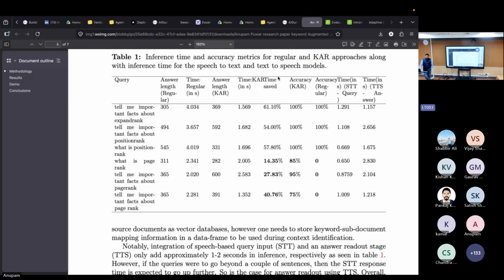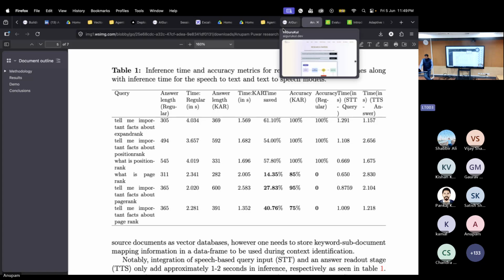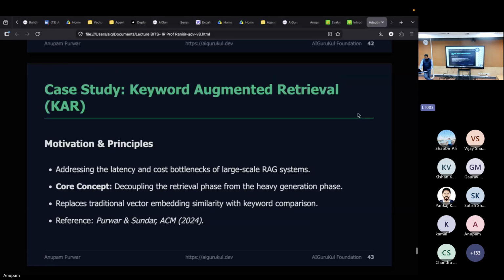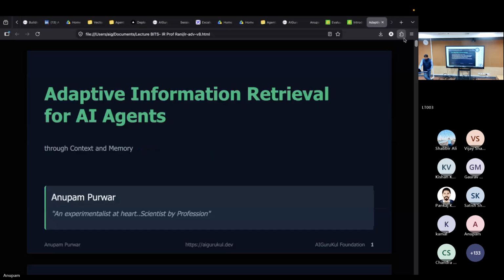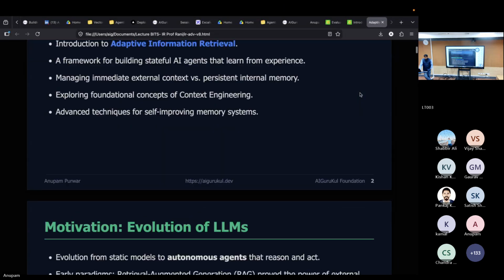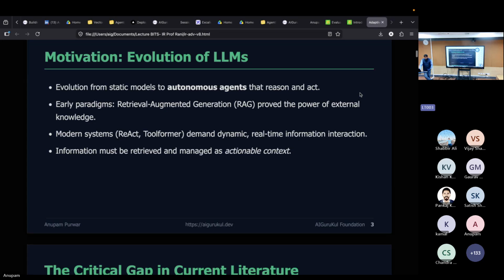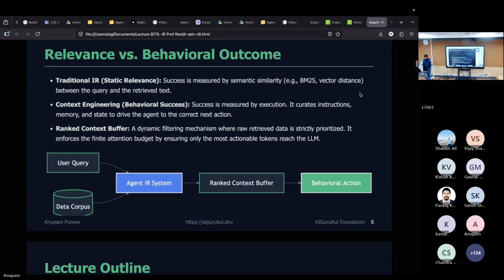But now we are living in the time where we have agents, which are powered by language models, and they can do a lot of things. They can do a lot of thinking and reasoning. So why not use these agents to help us with the retrieval? That is what we are going to look at in this particular topic, of adaptive information retrieval. We'll skip some of these things.